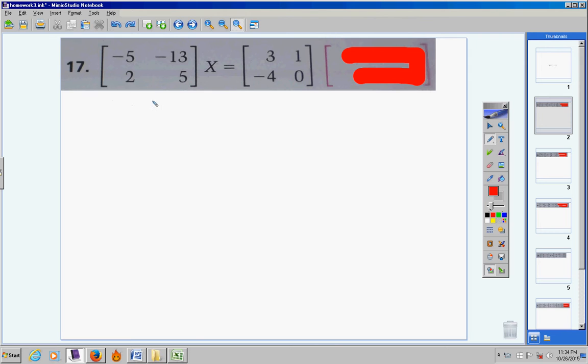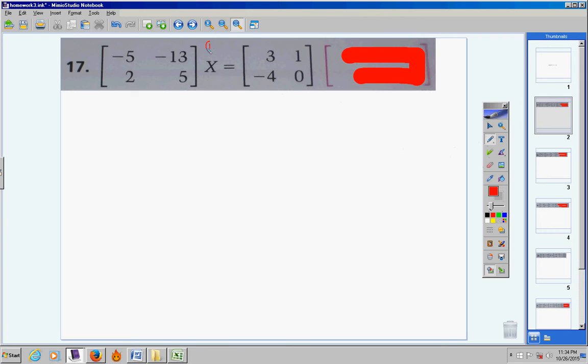Step 1, find the determinant. Multiply up, that's negative 26, so I'm going to put a positive 26. Multiply down, that's negative 25. So my determinant is 1. So I'll put that right up here.